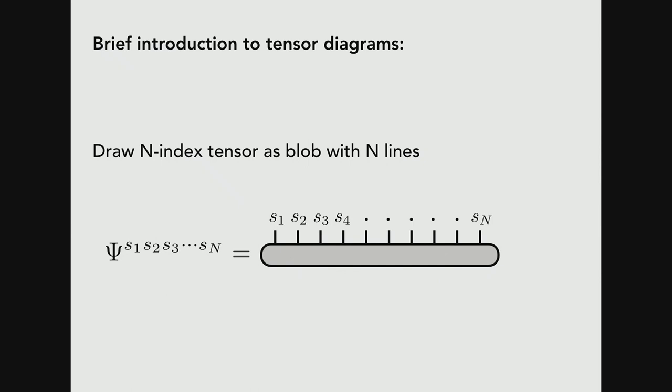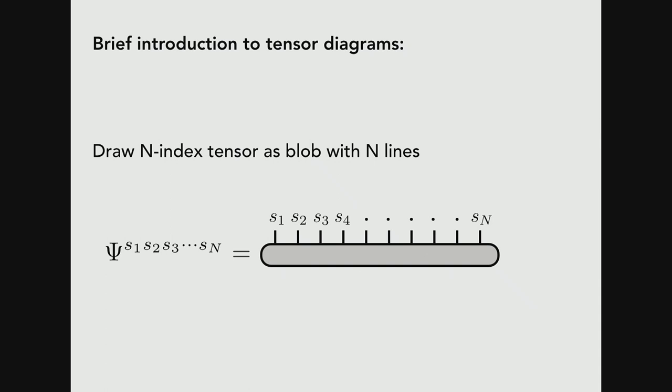But it's nice to write them graphically. And don't be intimidated by the graphical notation if you haven't seen it before. It's actually pretty simple. All it is that you have this blob, which is the tensor, and then the indices are these lines sticking out of the tensor. And there's fewer rules about it than you might think. Basically, the indices can stick out of any direction, and that's kind of it.